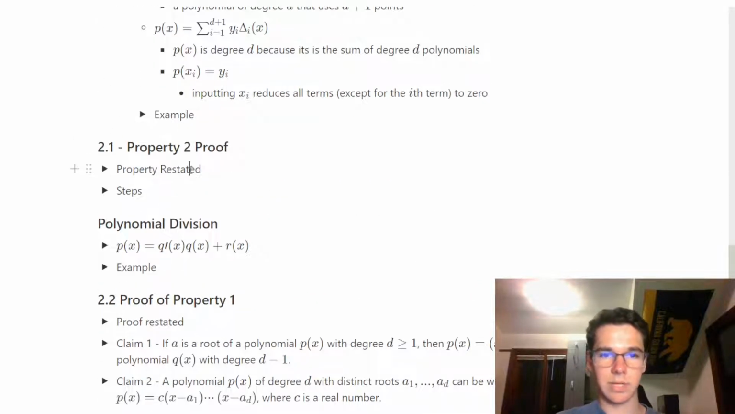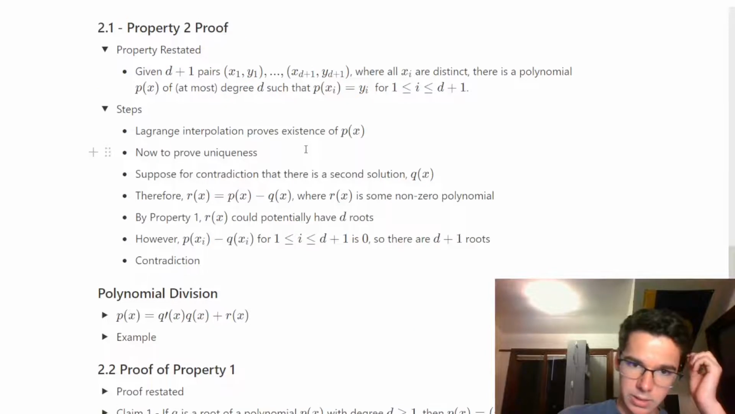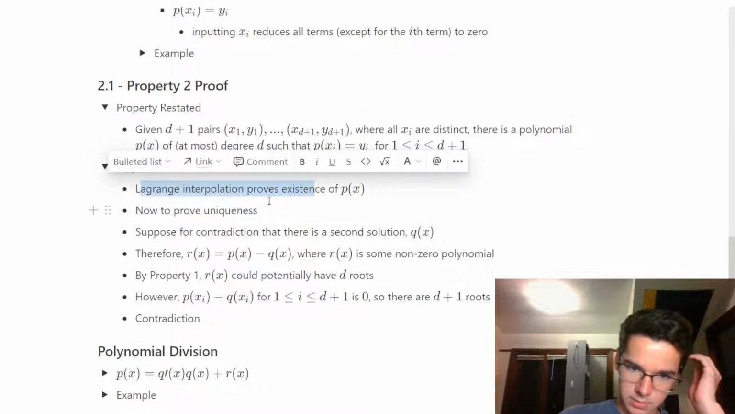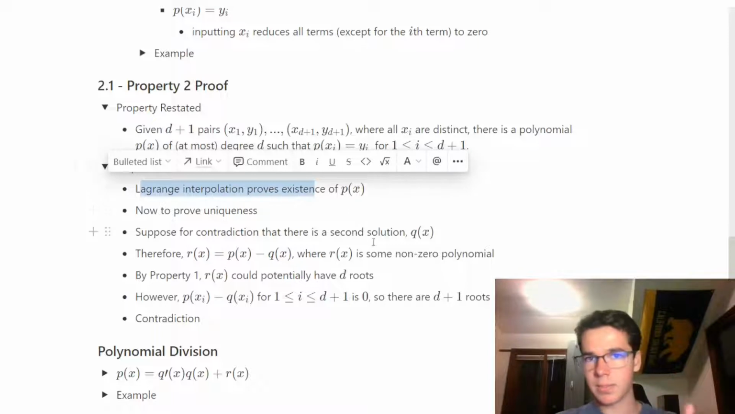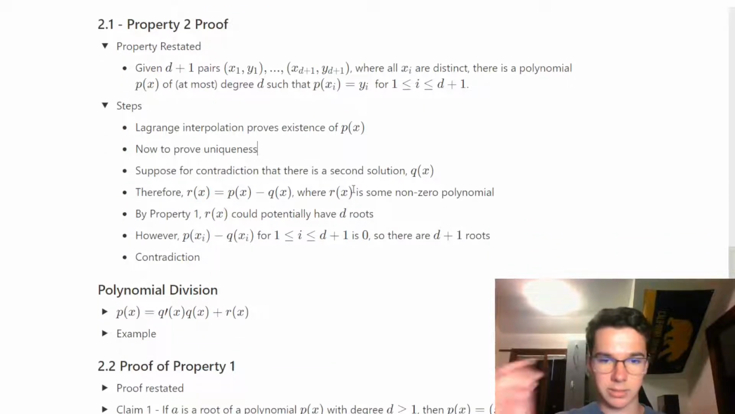So now we're going to go on to the proof of property 2, and just to mention it again, property 2 states that we need d+1 points where each of the x values are unique in order to create a degree d polynomial such that it passes through all of those points. So basically, we've shown that we can use Lagrange interpolation to create a polynomial p of x, but now we're going to prove that this polynomial is unique, which I've been saying, but now we're actually going to prove it.